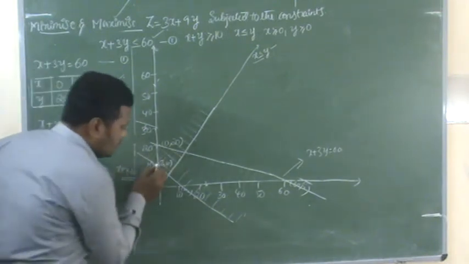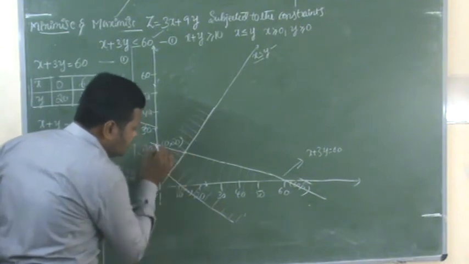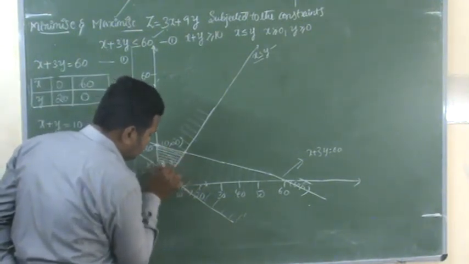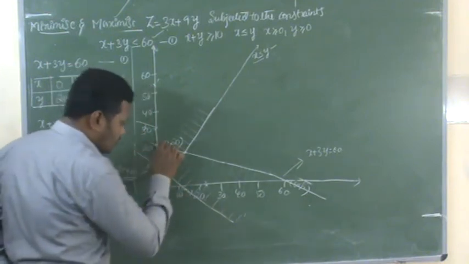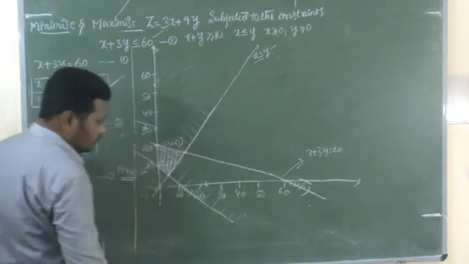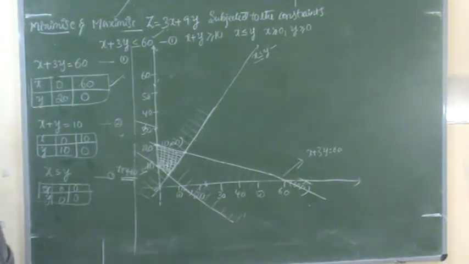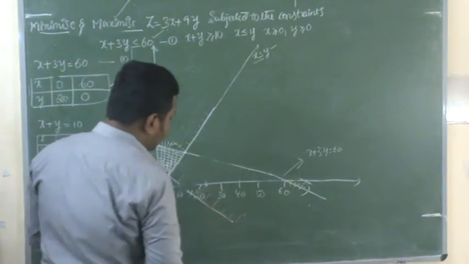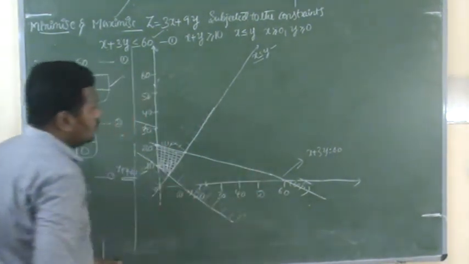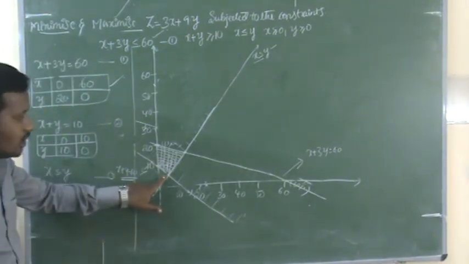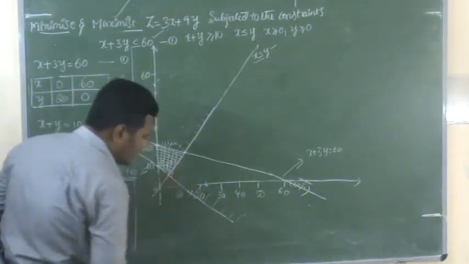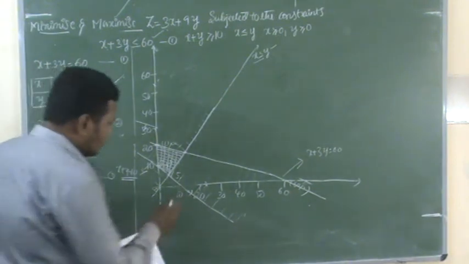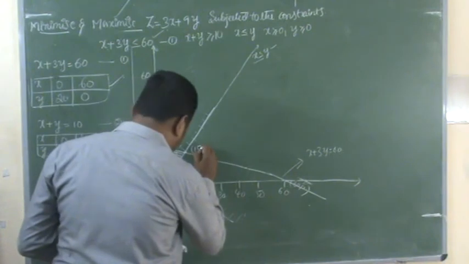Now the common region is the visible region. This is the common region. To solve this equation and find the intersection of the lines, we get the point 5 comma 5, and here 15 comma 15.